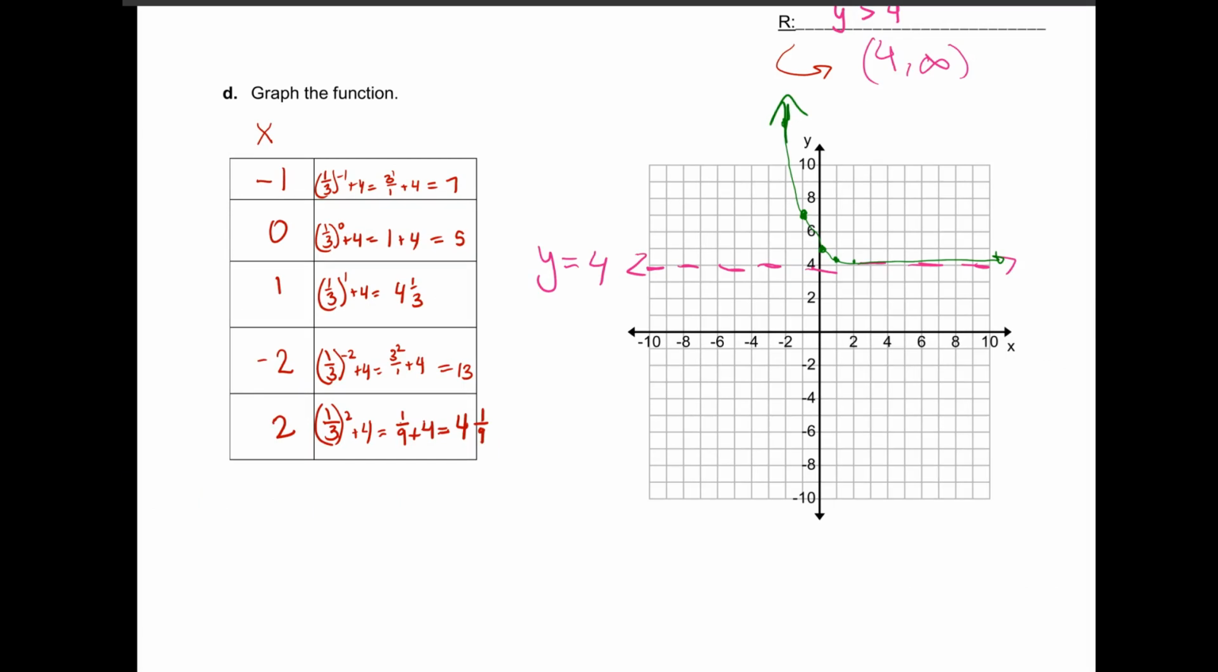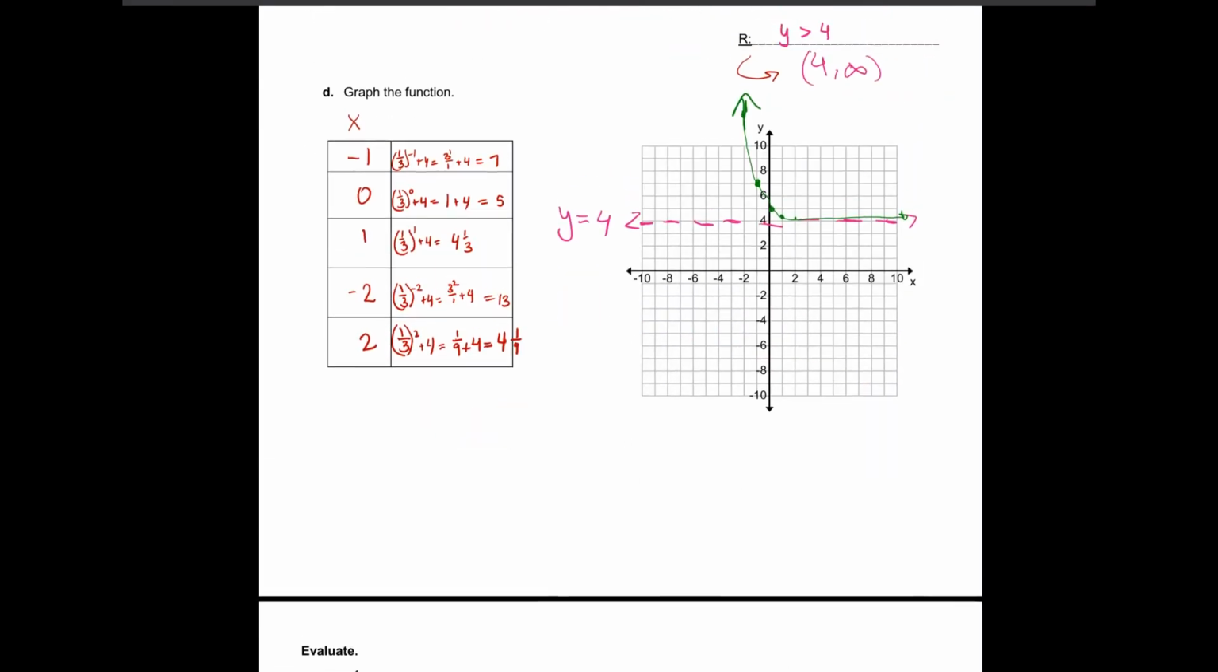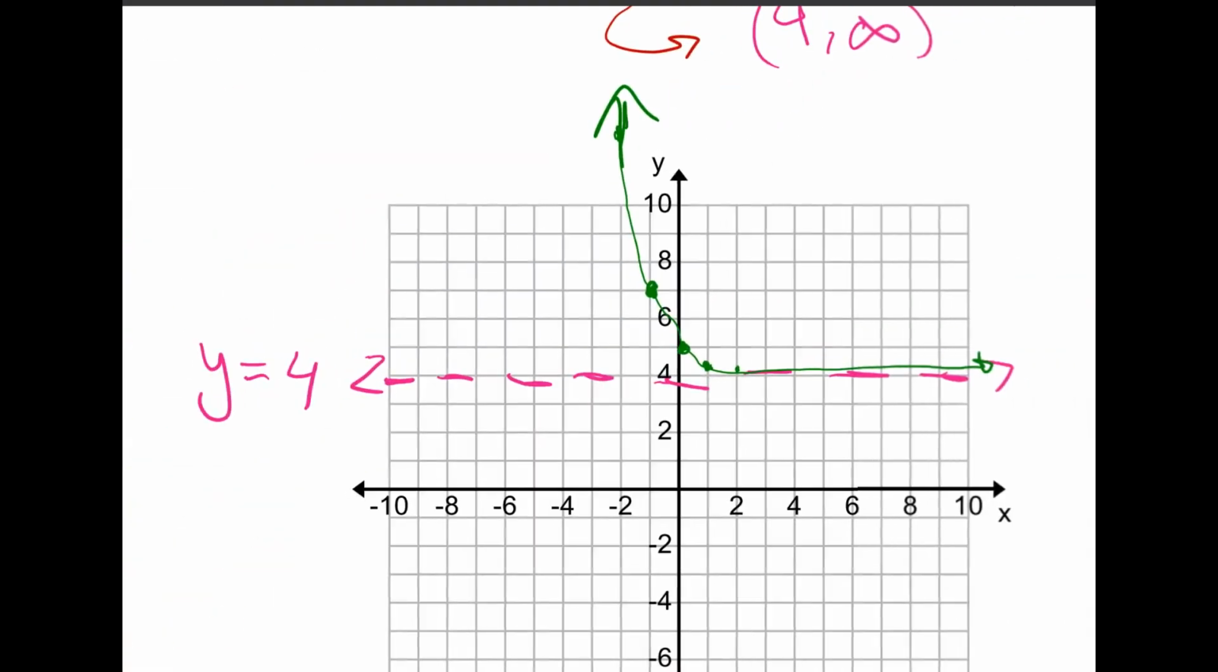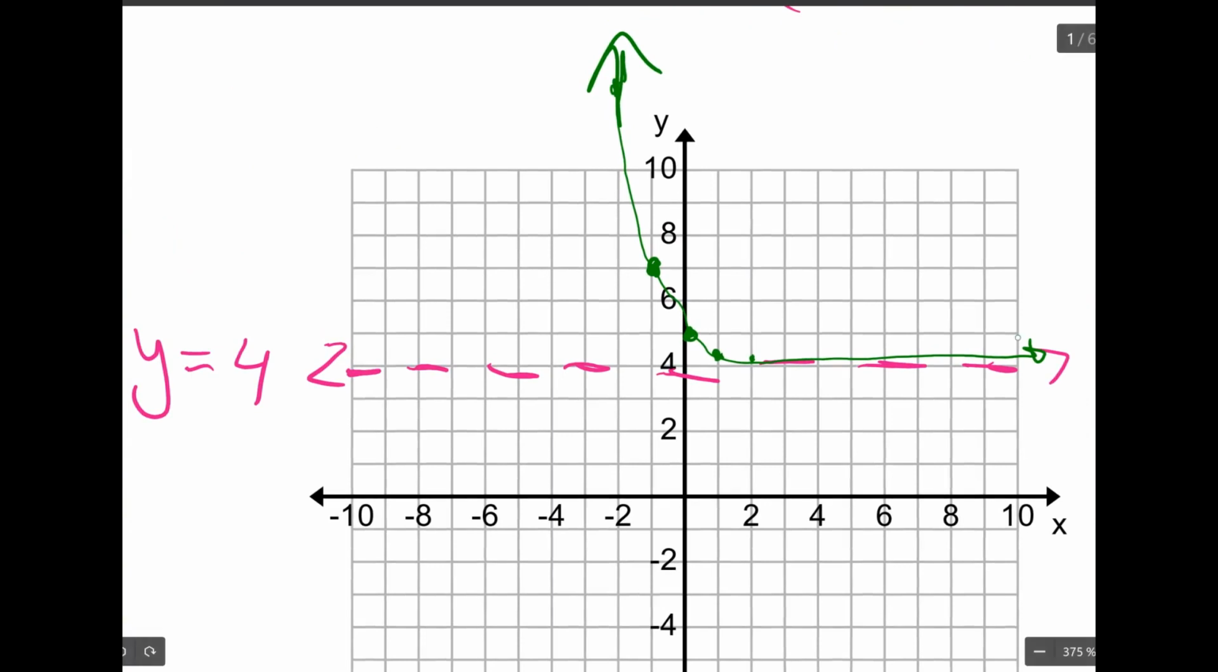Awesome. So I see all my y values are above 4, so my range was correct. Do we need more time before we go on? What? So I probably should have drawn this side better. Okay. So it comes down. Does not touch the asymptote. Does not touch it. Gets really close. Cool. Let's go on to the next one.